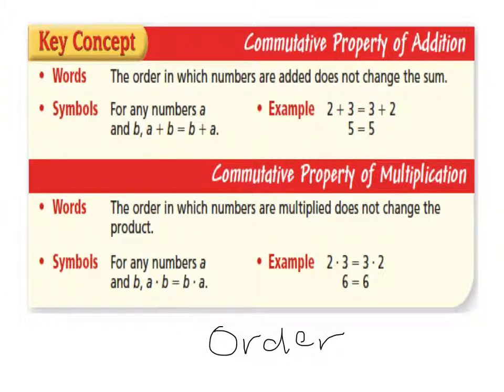Look at the example for addition. 2 plus 3 is equal to 3 plus 2. Notice that the order has changed. They're both equal to 5, so the answer is still true. We also could do this for multiplication. 2 times 3 is equal to 3 times 2. Changing the order does not affect our answer. 6 is equal to 6.